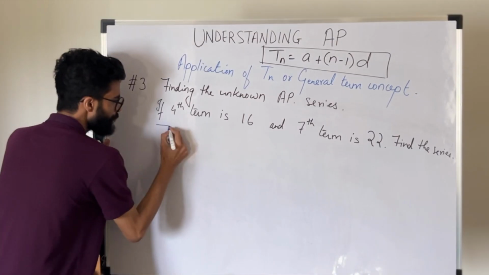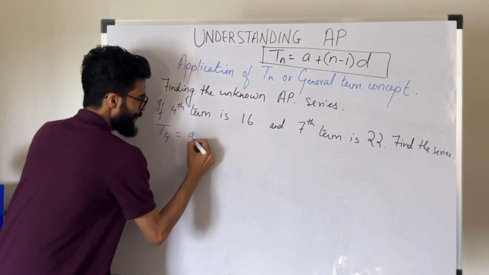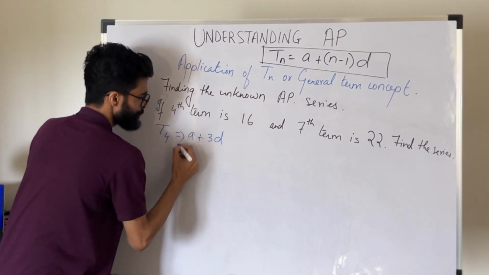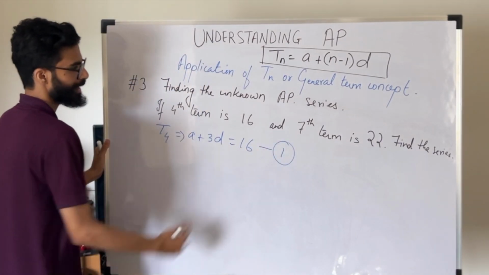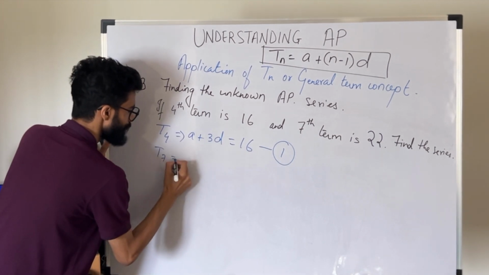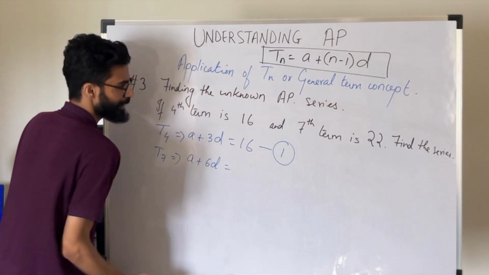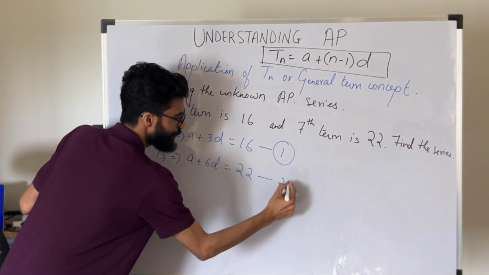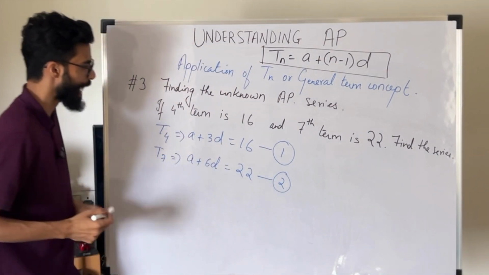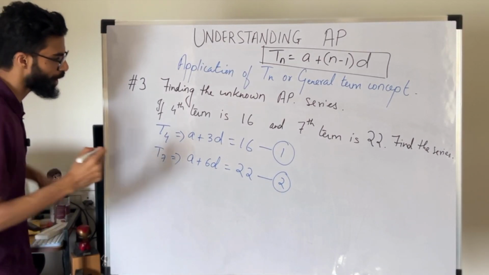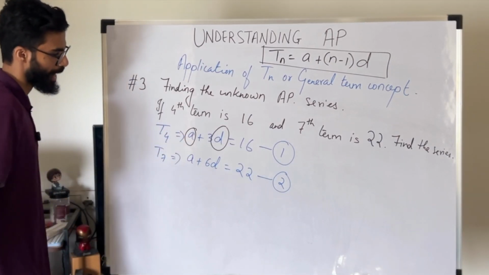क्या fourth term T4 होगा? T4 is A plus 3D. A plus 3D is 16. Equation number 1. क्या seventh term is my T7? T7 क्या होगा? A plus 6D is equal to 22. Now see, I have two equations. I have A and D as my unknowns. If I just solve them simultaneously, I can get the value of A and I can get the value of D.